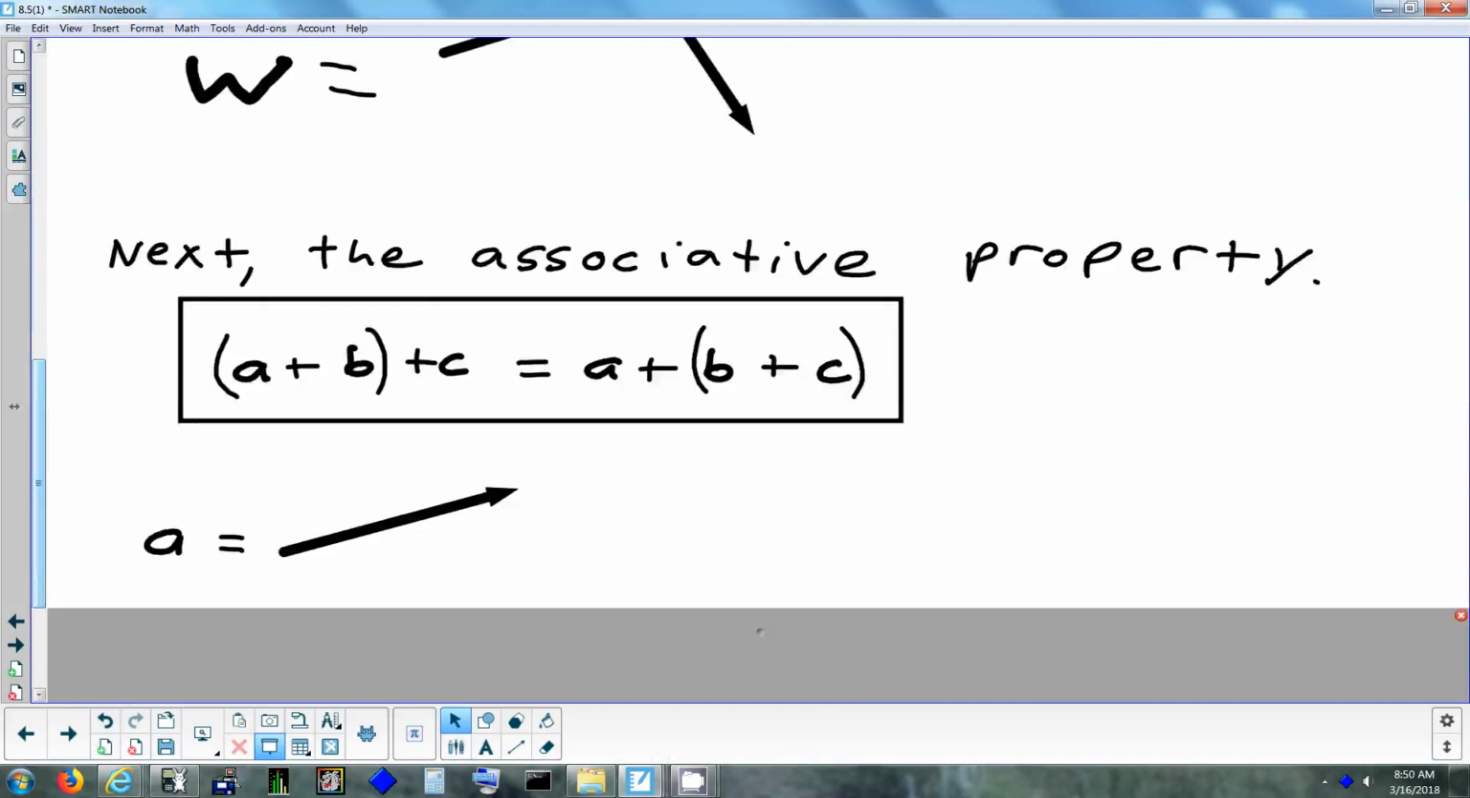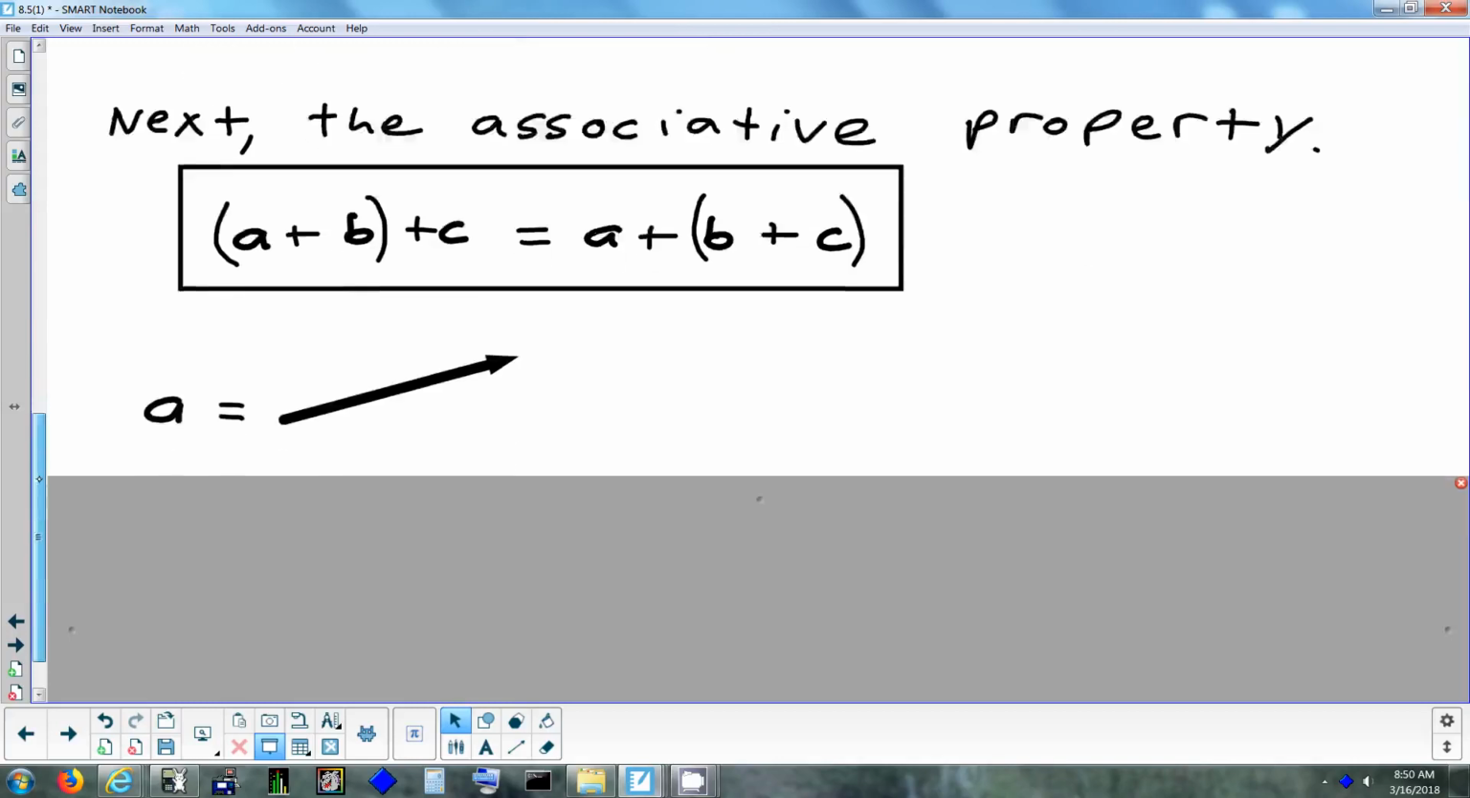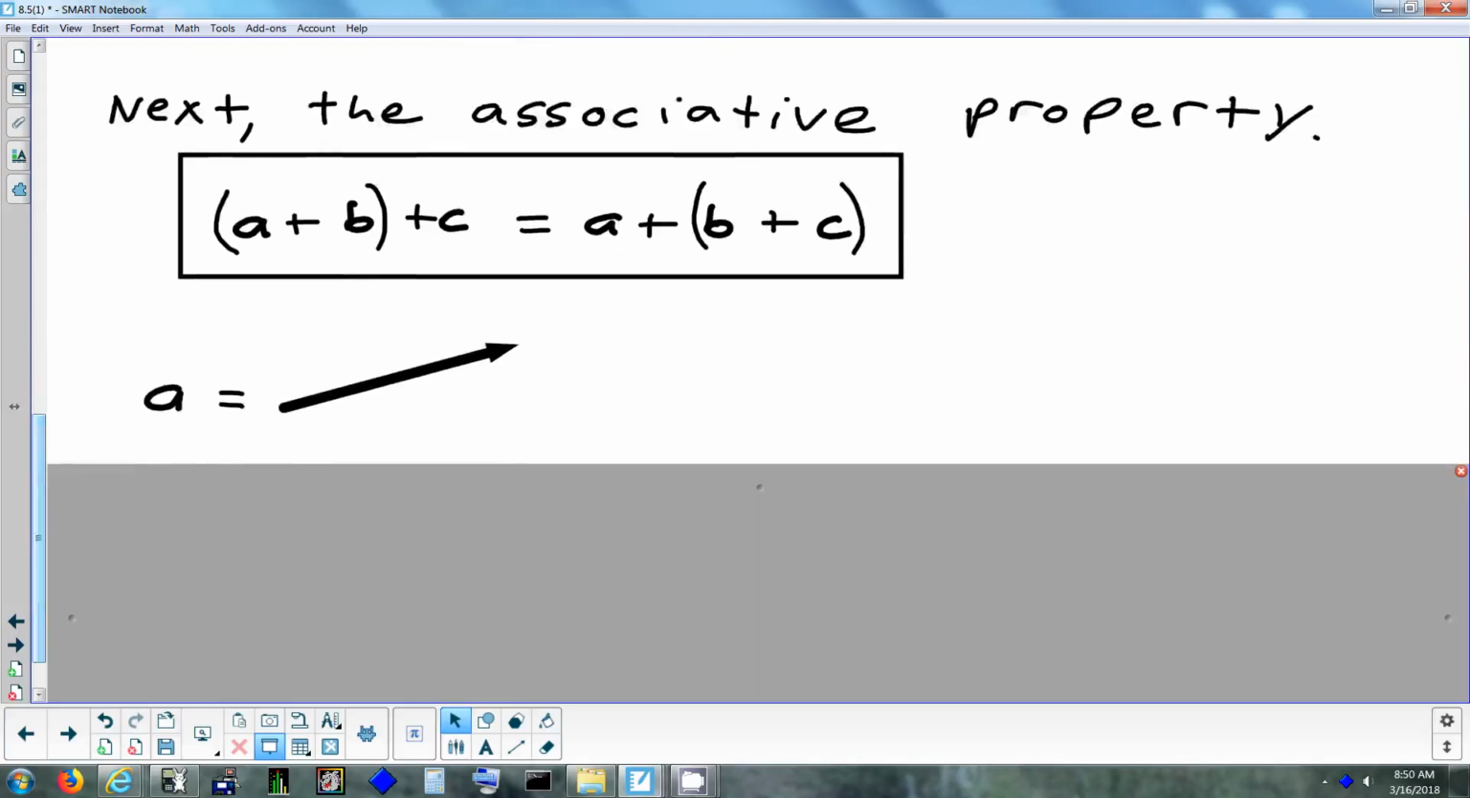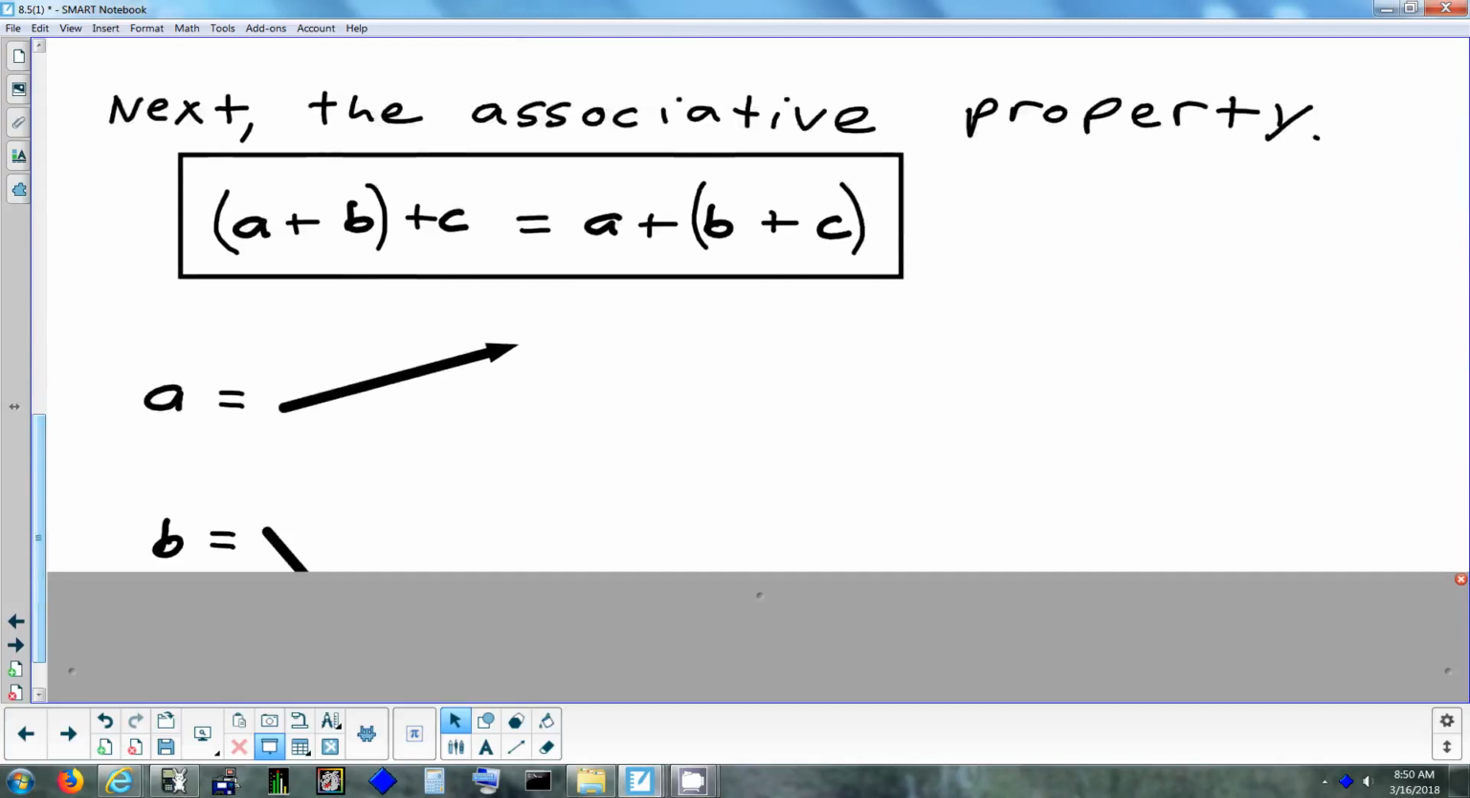Okay, associative means you can change the grouping. Here, you're doing a plus b first, and then adding c. On the second side, you do b plus c first, and then you add that onto the end of a. The associative property, just like with numbers, works just fine with vectors. So just copy down what's in the box, and you're good. The a, b, c there are meant to look bold, to represent vectors.